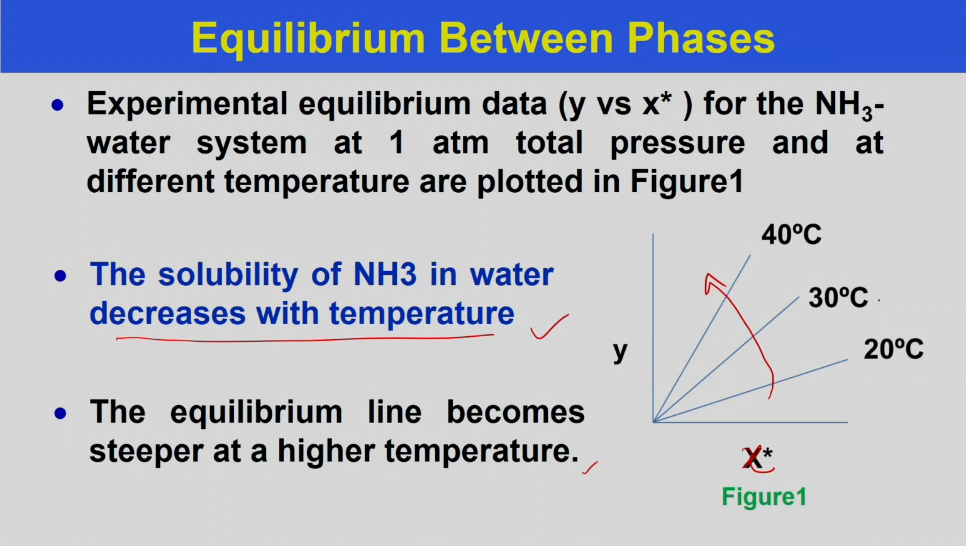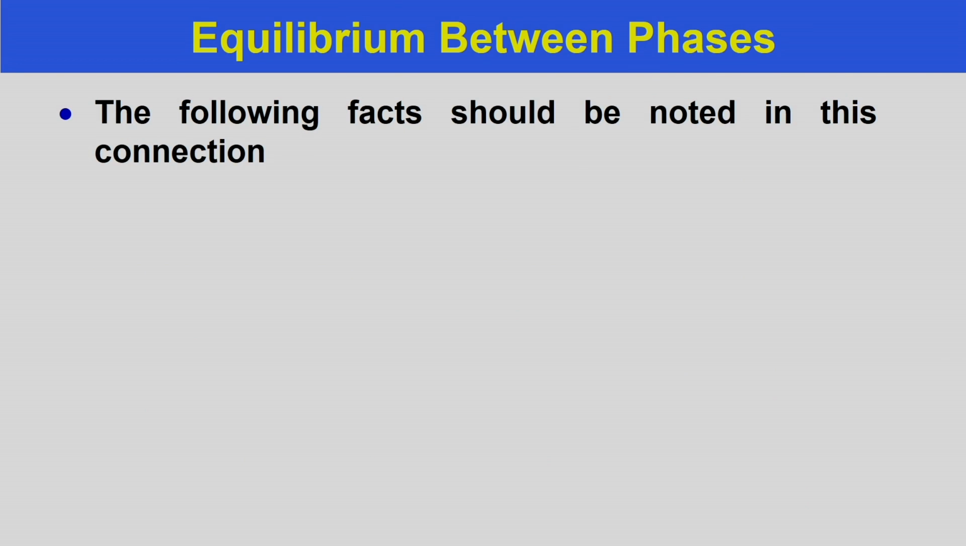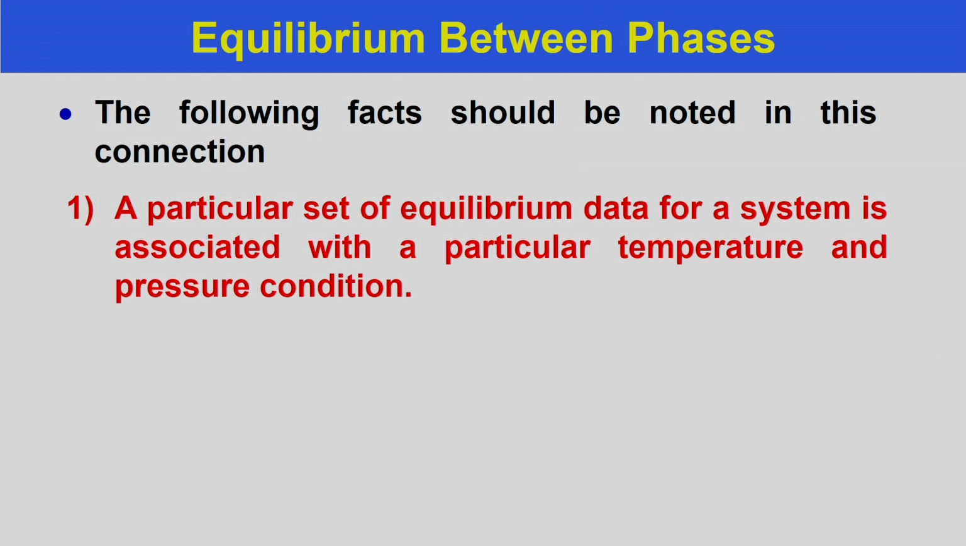So, these are the two observations we can see from this figure, where we plot the mole fractions of that component in the gas phase and in the liquid phase. Now, the following facts should be noted in this connection. A particular set of equilibrium data for a system is associated with a particular temperature and pressure condition. When we say the equilibrium data for a particular system, we have to define the temperature and pressure for that system. So, at those conditions you will get an equilibrium curve.